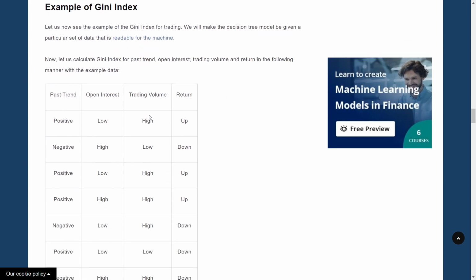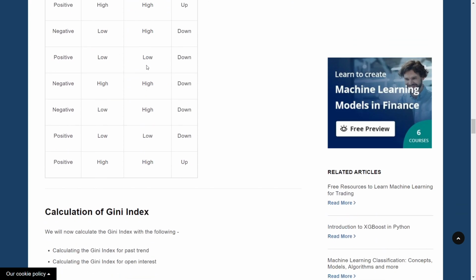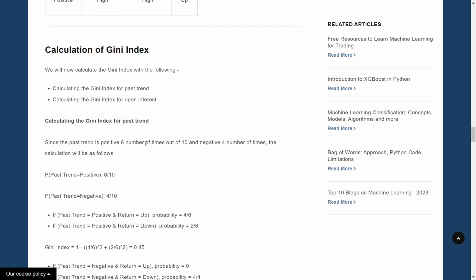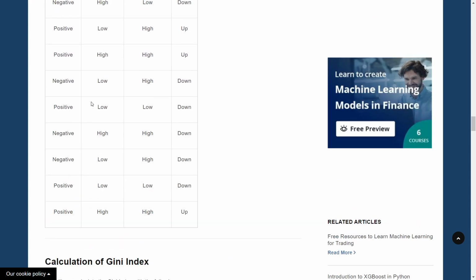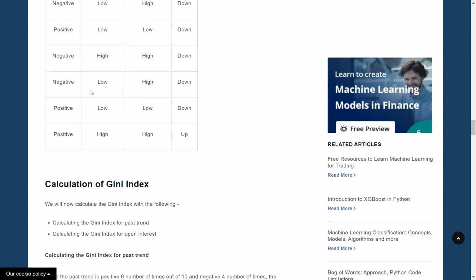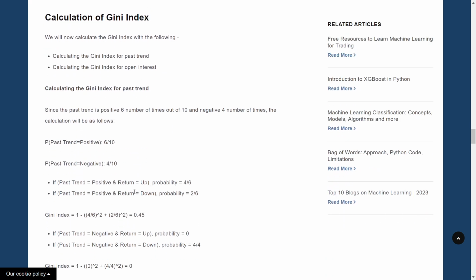For example, if you want to predict whether the market return will be up or down, we'll look at different attributes such as past trend, open interest, and trading volume. For each of these, we'll try to calculate the Gini index. Here we will calculate Gini values for past trend and for open interest. If you see, we have six positives and four negatives, and similarly here we have around four highs and six lows.